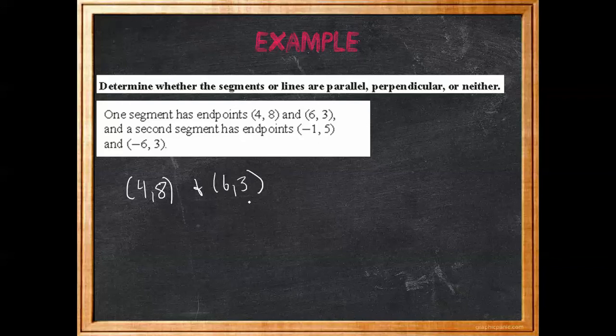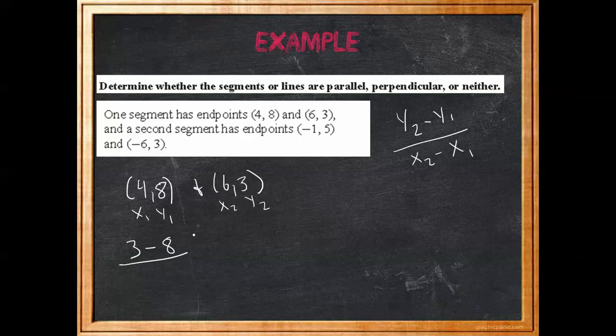Now remember, when we're given 2 points, in order to find slope, it's the change in y over the change in x. The formula, remember, is change in y, which is y2 minus y1, over change in x, which is x2 minus x1. So we're going to say x1, y1, x2, y2. So y2, 3 minus 8, over 6 minus 4. So 3 minus 8 is -5, and 6 minus 4 is 2. So the slope of line 1 is -5 over 2.